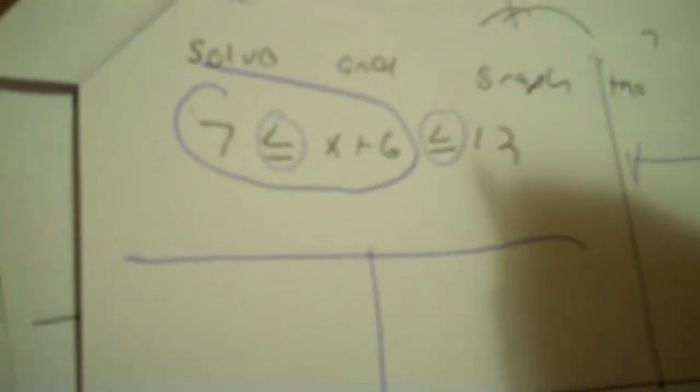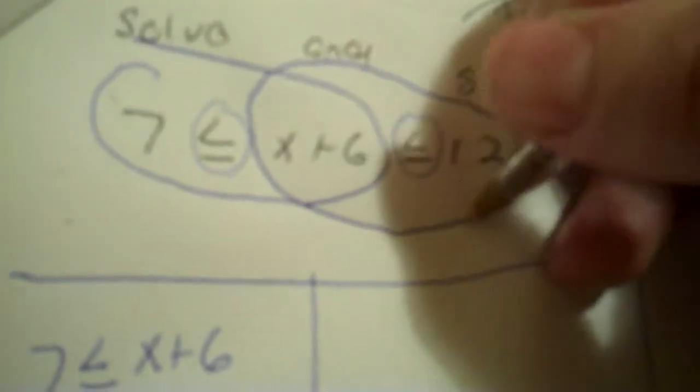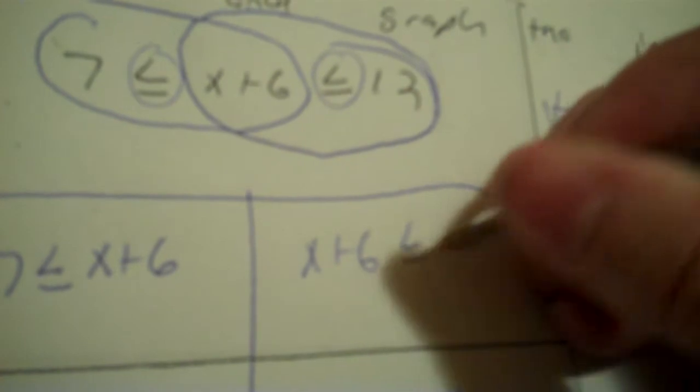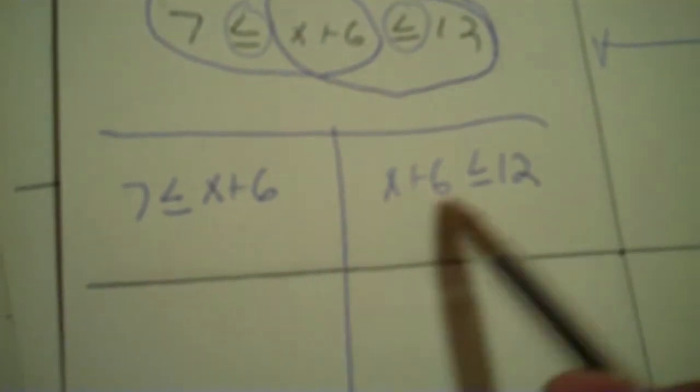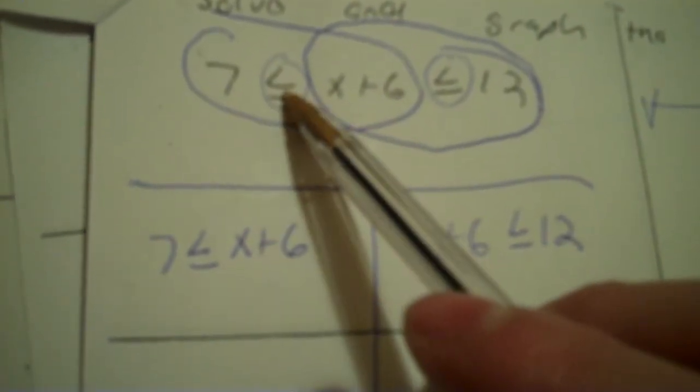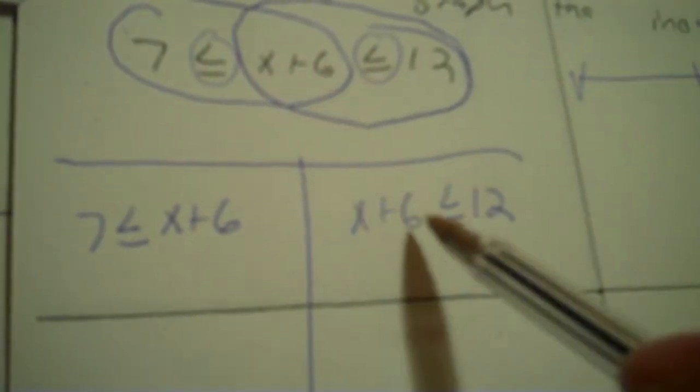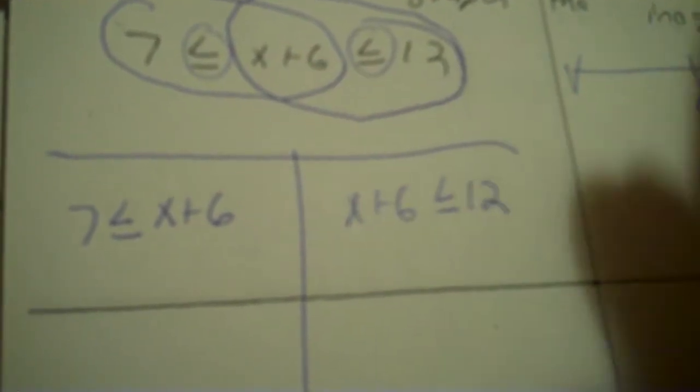Here's what I do. You need to start a circle and stop when you get to the second symbol, and you just copy that down. 7 less or equal to X plus 6. Then move over here. Now you start your circle at the 12 and stop when you get to the other symbol. You are going to put X plus 6 less or equal to 12. So X plus 6 is in both of these. So 7 with that symbol with X plus 6, then X plus 6, that symbol with 12.